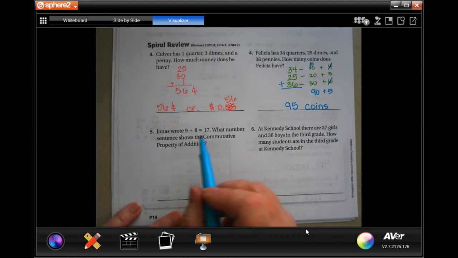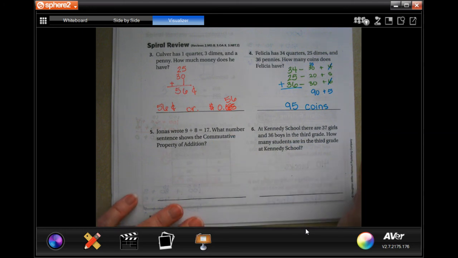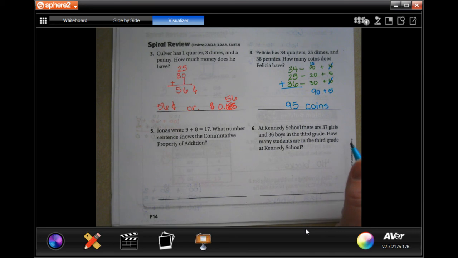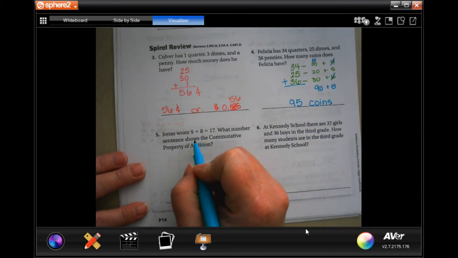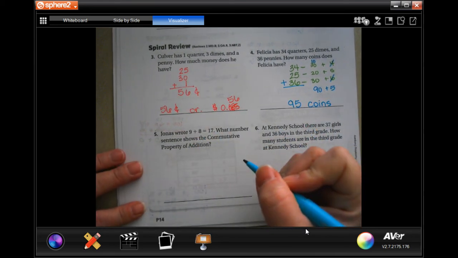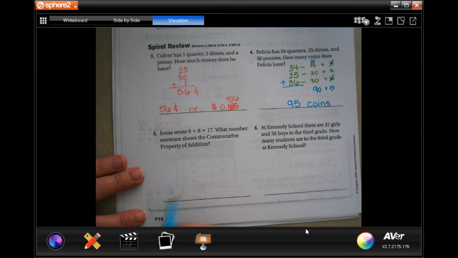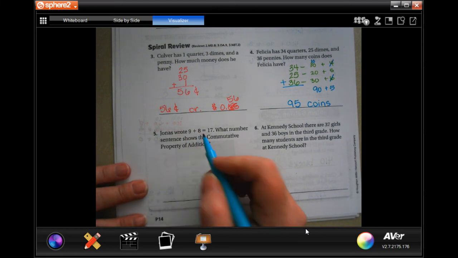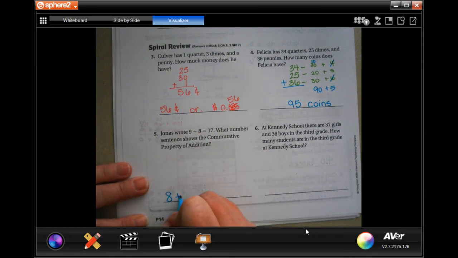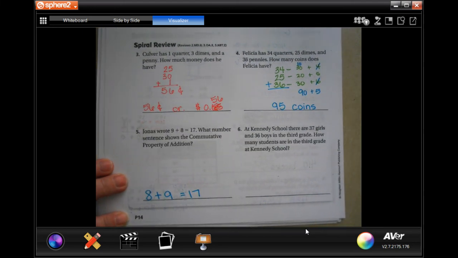Okay, Jonas wrote 9 plus 8 is 17. What number sentence shows the commutative property of addition? Okay, well, when you commute, you're moving. Just like if you commute to work, you're going to work. You're moving from one place to another. Okay, so if 9 plus 8 is 17, then 8 plus 9 is also 17. There we go. All done.